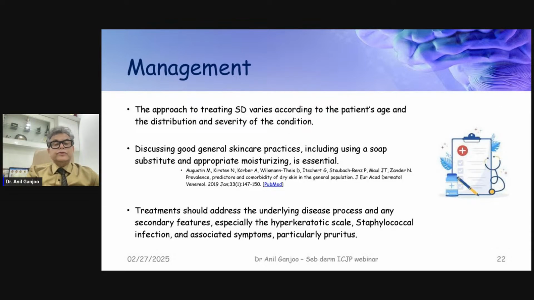The approach to the treatment and management of seborrheic dermatitis is primarily first to discuss good general skin practice and tell them to use a proper shampoo to keep their scalp clean, to keep their face clean. They need to moisturize their skin well, because although it looks greasy, the barrier is actually disturbed. The moisturization is important.